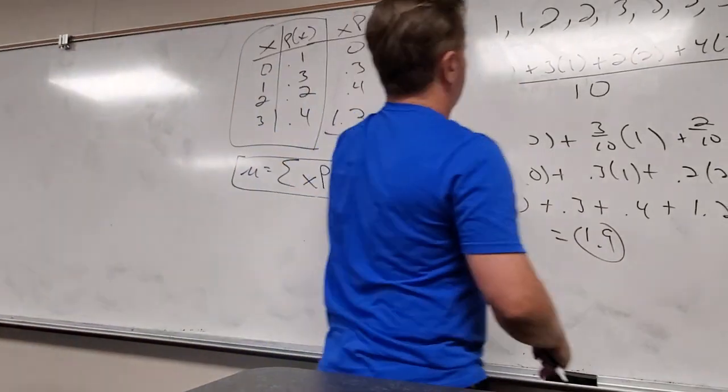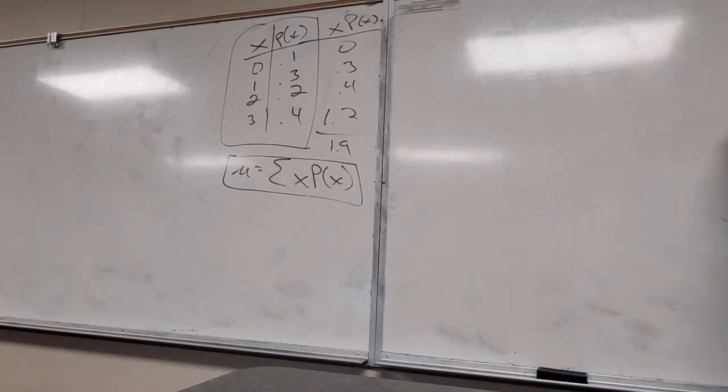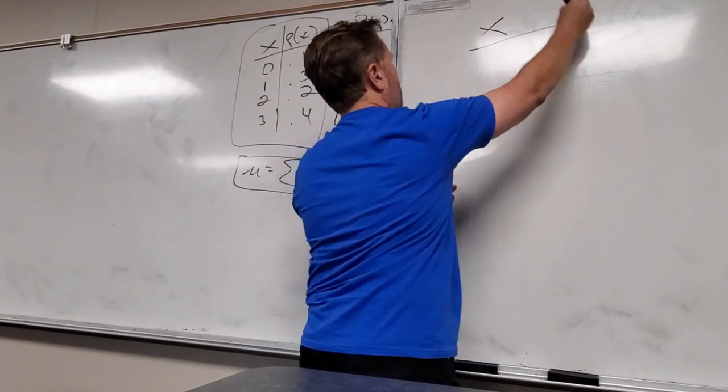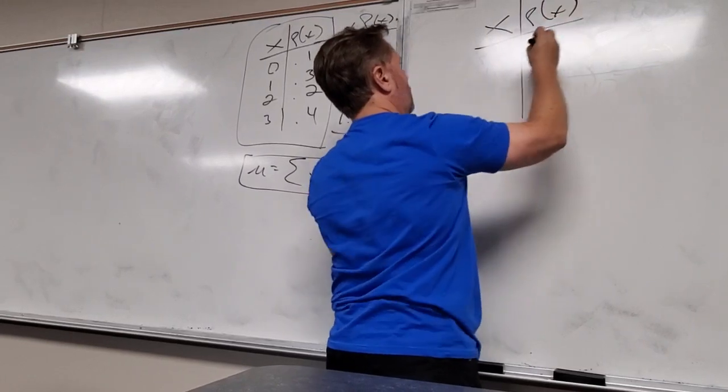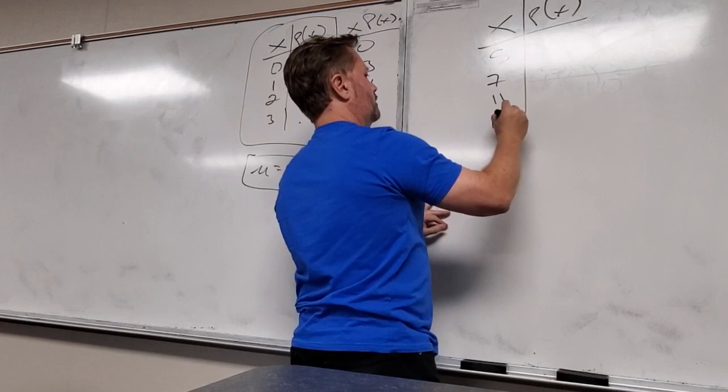Okay. Let's try another one, just the mean, and then we'll talk about how to get the standard deviation. So here, what if I add this data here? What do you got, Jeff? 5, 7, 11, 16.